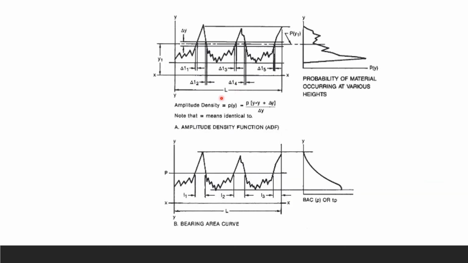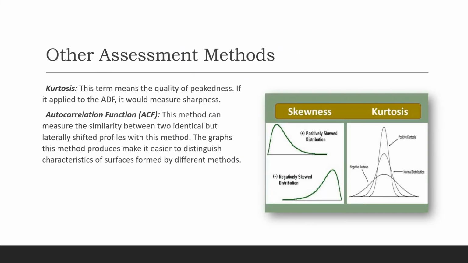Then we will get into the graph. Here you will see the amplitude density function, which is your ADF graph, looks like that, pretty rough, huh? And your bearing area curve, your BAC, looks like this. And you can see the differences right there. Here we're going with the delta y, and here without the delta y.